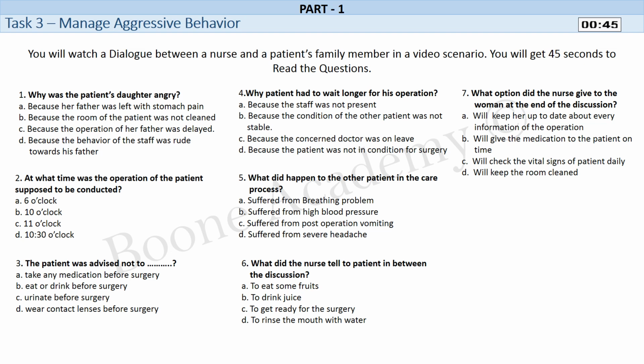Part 1. Task 3. Manage aggressive behavior. You will watch a dialogue between a nurse and a patient's family member in a video scenario. You will get 45 seconds to read the questions.